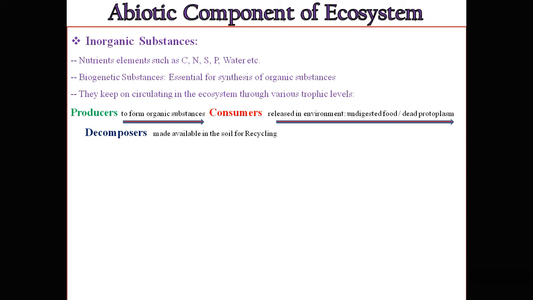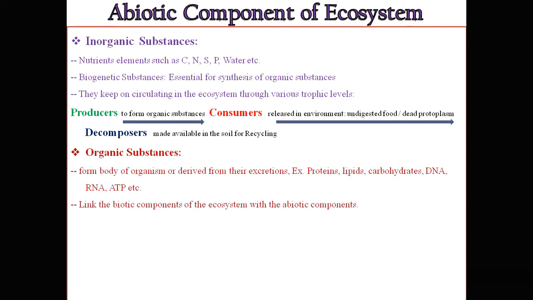So these are the inorganic substances. Organic substances are the substances which form the body of the organisms, or they are derived from their excretions. They include proteins, lipids, carbohydrates and highly organized molecules like DNA, RNA, ATP. These organic substances link the biotic component of the ecosystem with the abiotic component.